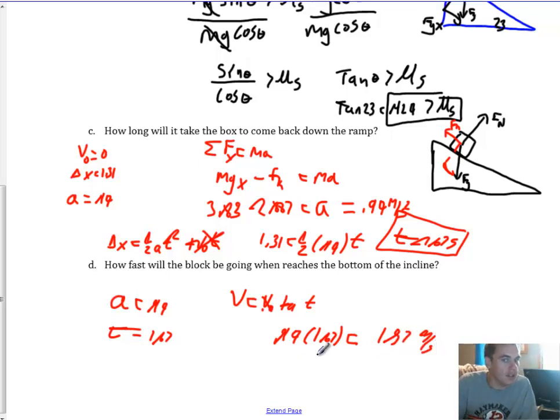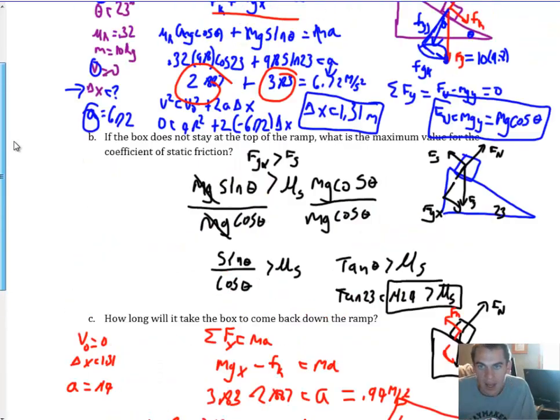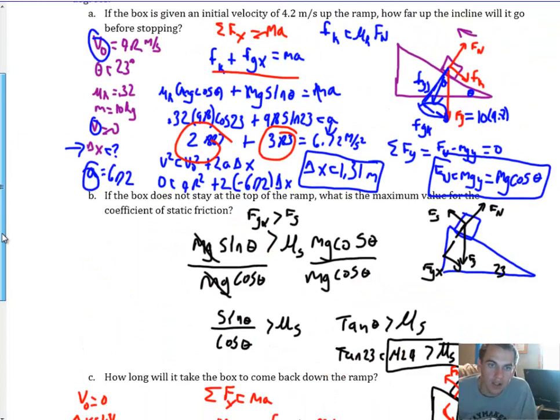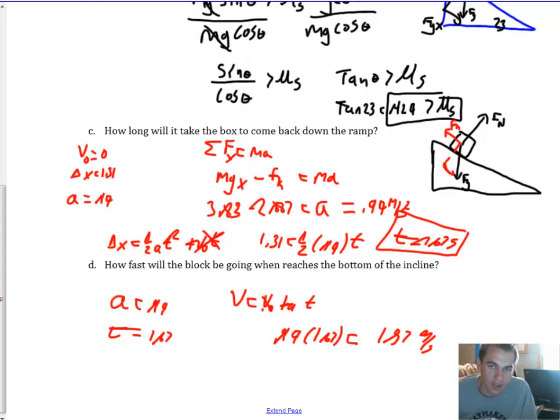Okay, so you'll notice it's actually going much, much slower on the way down than it was on the way up, and that's because friction sucked away a lot of the energy. Friction acted against us in both directions.